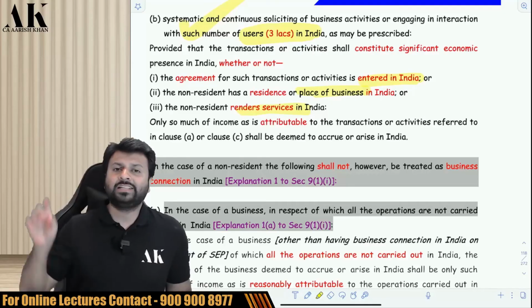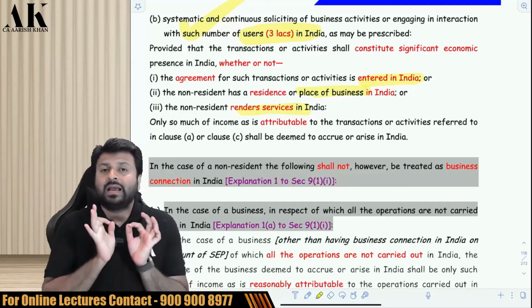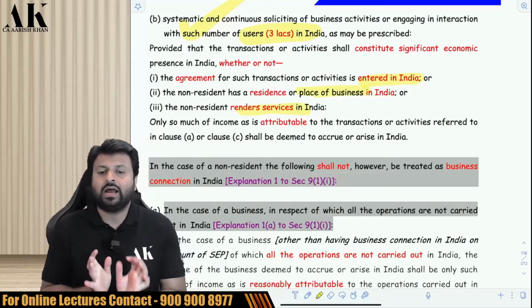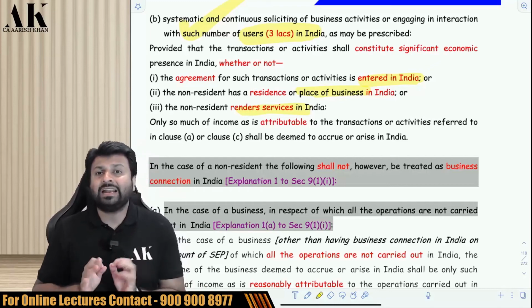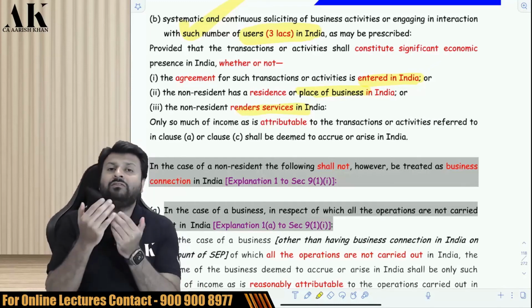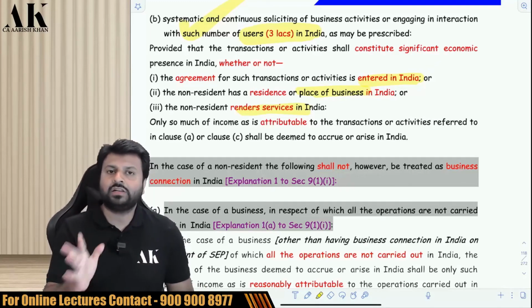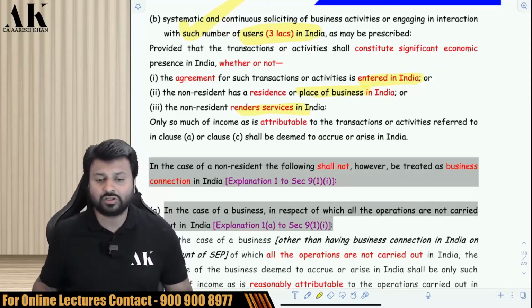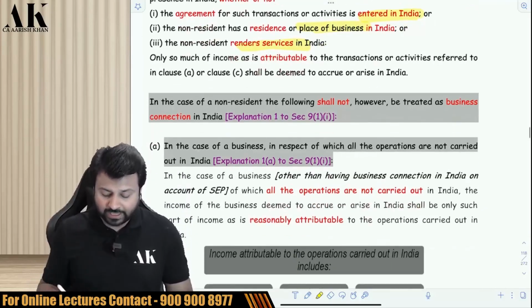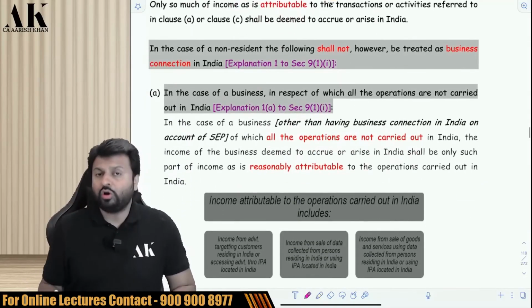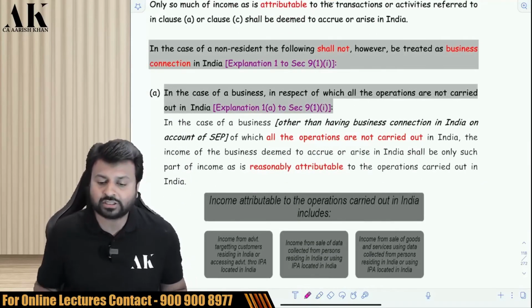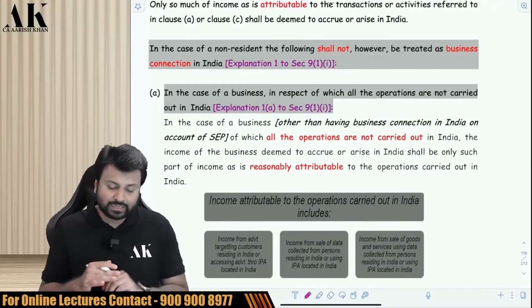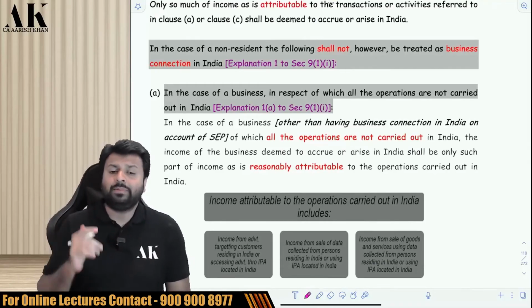So if a digital company like Facebook or Google has 3 lakh users in India, or is getting paid more than 2 crore rupees from India in the entire financial year, they are deemed to have a significant economic presence, and that is a business connection under the income tax law. Now there are certain points which are not included in the definition of business connection. It means in these cases income will not be liable to be taxed in India.